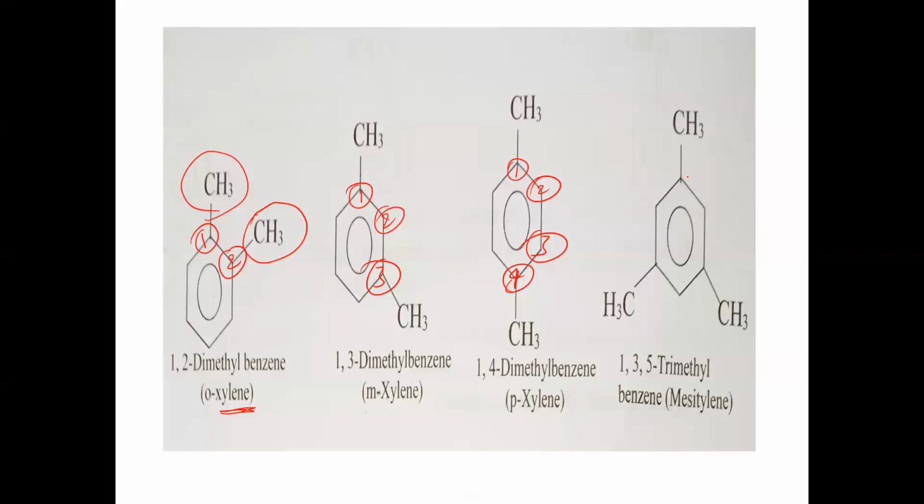Check this example: first carbon, second, third, fourth, fifth carbon, and the sixth. Now the CH3 groups are attached at the first, third, and fifth carbons. So it is 1,3,5-trimethyl benzene, also called mesitylene. Mesitylene is 1,3,5-trimethyl benzene. So trimethyl benzene is called mesitylene, and dimethyl benzene is called xylene. Okay, let's take a screenshot of this one.